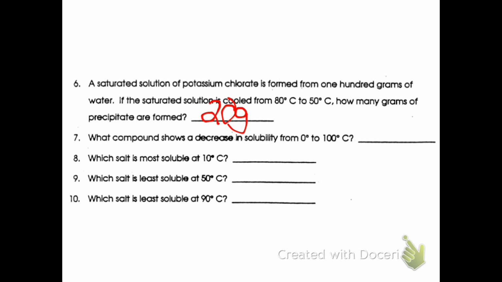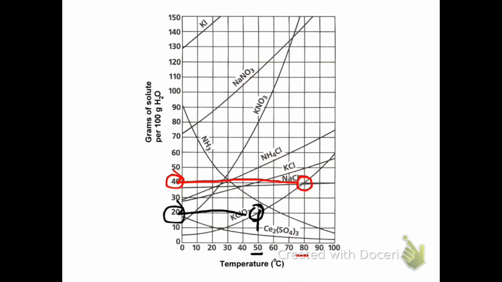Let's go back to our graph. We want to know what compound shows a decrease in solubility over the course of our graph. So the temperature's going up, but we're looking for something where the solubility is going down, so the line should be sloping downwards in the opposite direction. Most things get more soluble, but there are a couple of exceptions. I can see that that one goes down, our cerium sulfate, but there's one other one, and that one goes down too. So both of those compounds show a decrease in solubility.